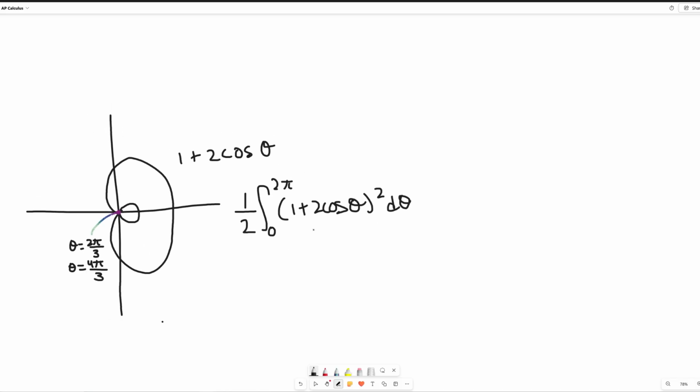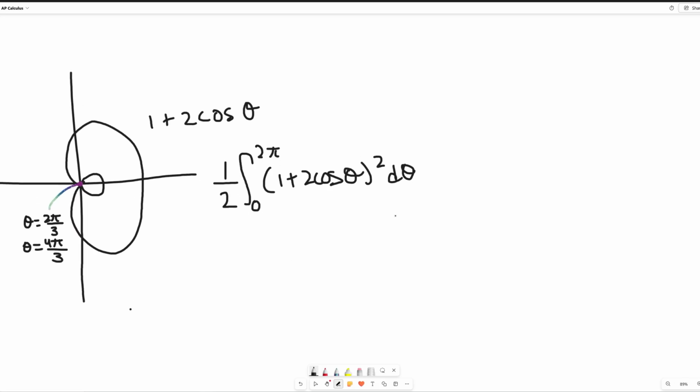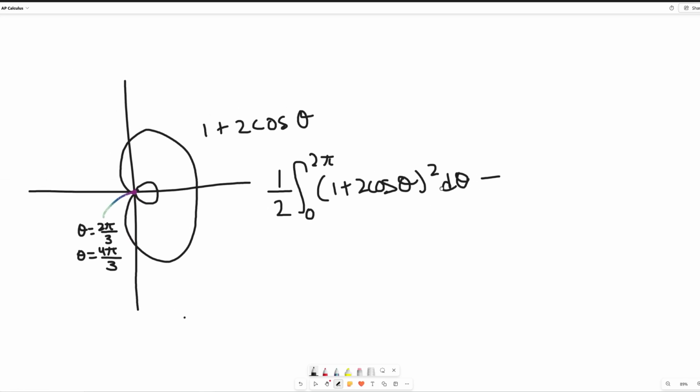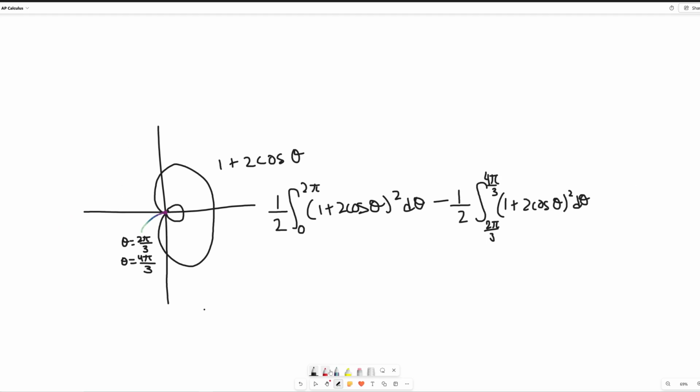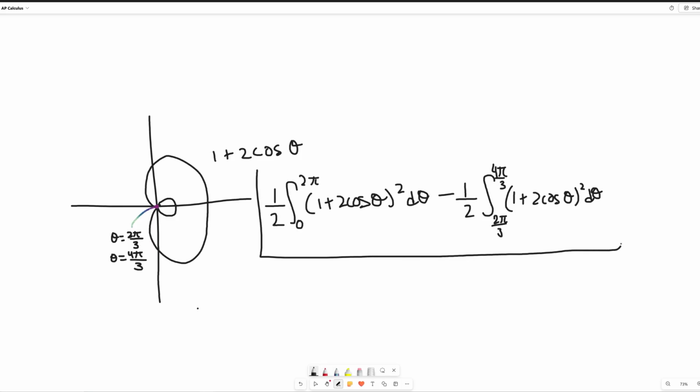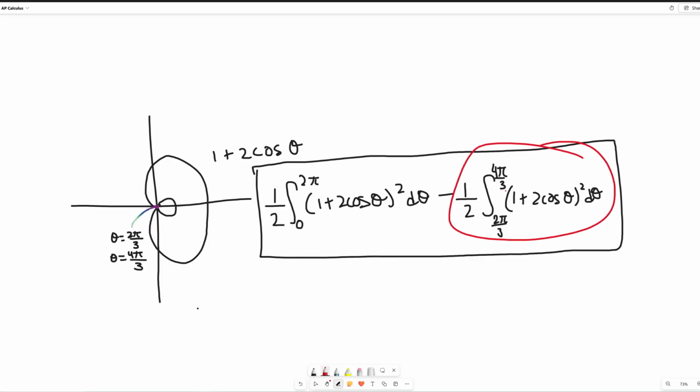All right, and then here we're going to subtract the integral of 1/2, again, using our polar formula, 1/2 from 2 pi over 3 to 4 pi over 3 of 1 plus 2 cosine theta squared d theta. This right here will give our area of the function, because it takes the area of the whole thing and then subtracts the extra inner loop that we added.